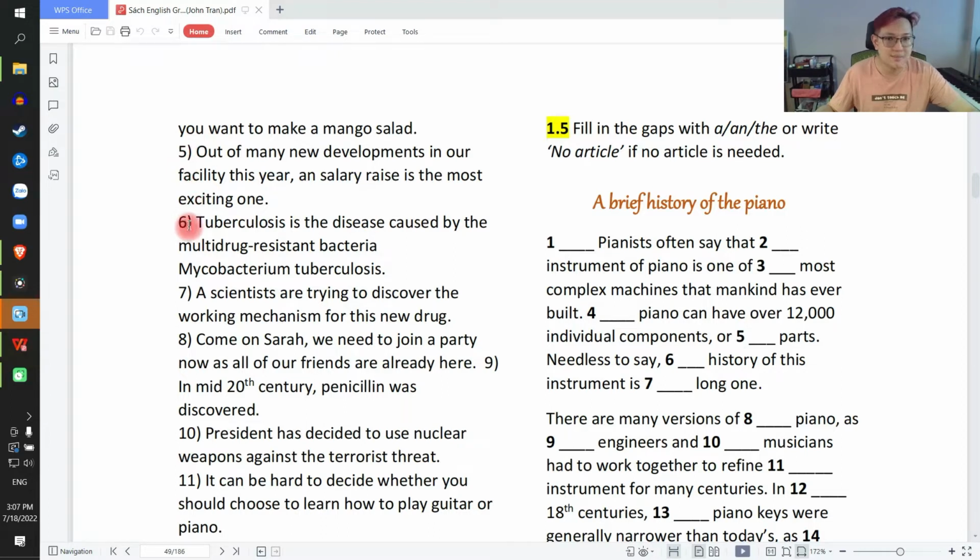So number 6. Tuberculosis is a disease caused by the multi-drug resistant bacteria. So it's a disease, so out of many diseases, right?